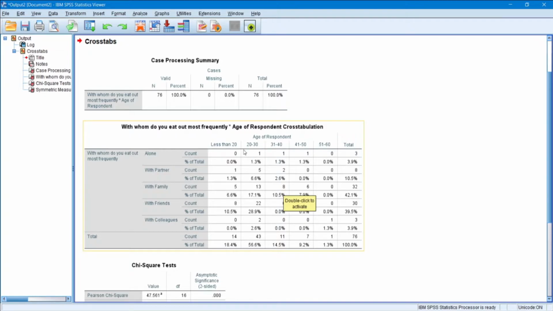Now over here, as can be seen, this cell represents the people who are less than 20 as well as who went with their family. The total number of people who went with their family were 32, and out of those 32, 5 were less than 20 years of age, and 8 were between the age group of 31 to 40 years. Now percentage of total represents, such as the 6.6%, the number of people who went out with their family and were less than 20 years out of the entire 76 people who were sampled.